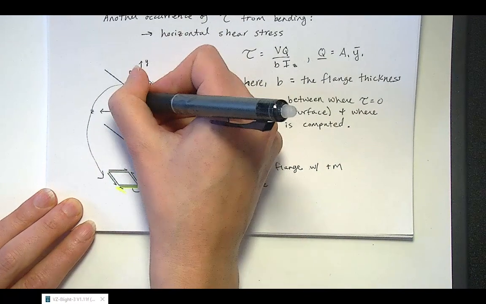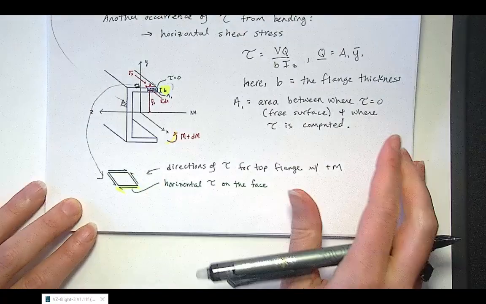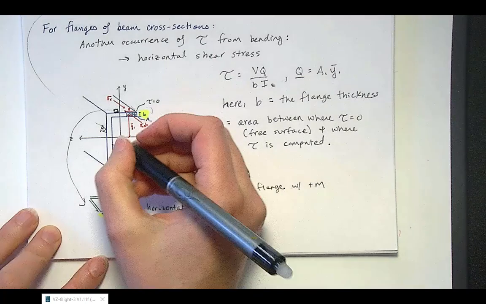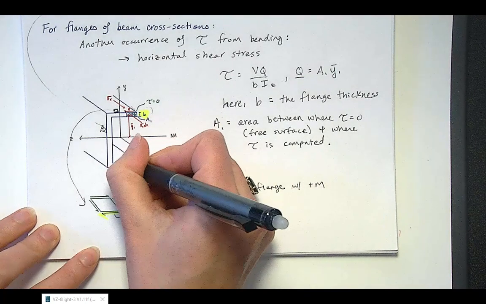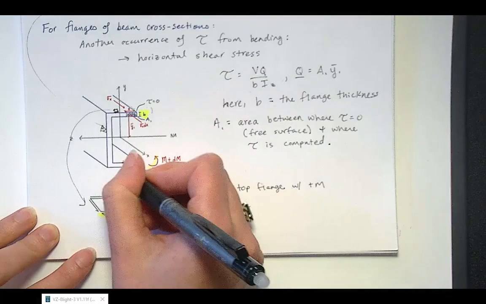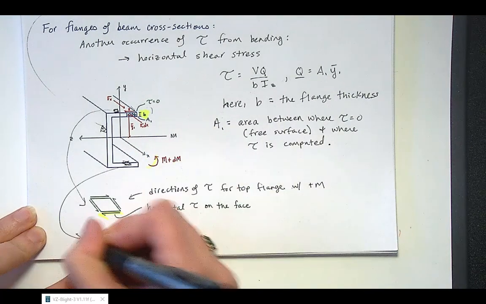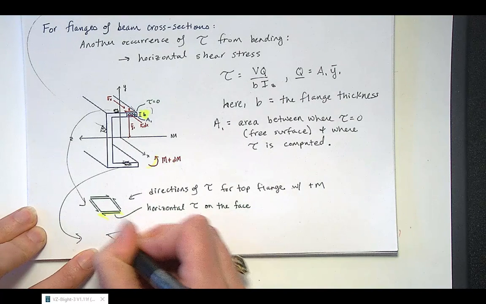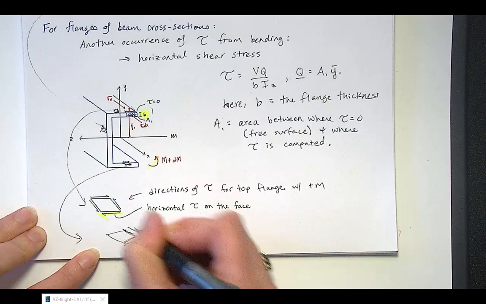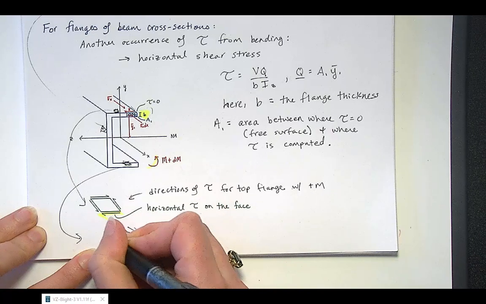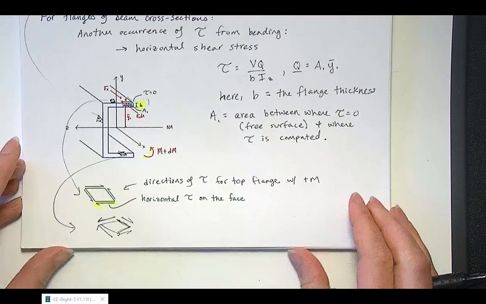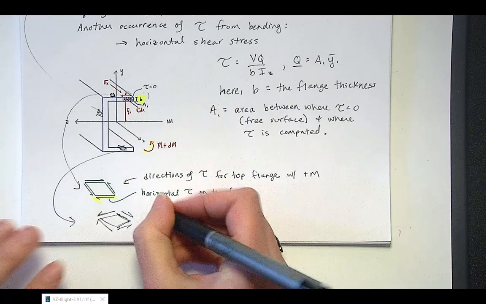If we were to look at a vertical segment, that would go back to what we had before, look something like this. And then on the bottom, if we were to take a segment from the bottom, that would just have the opposite directions, because the bottom would be in tension.